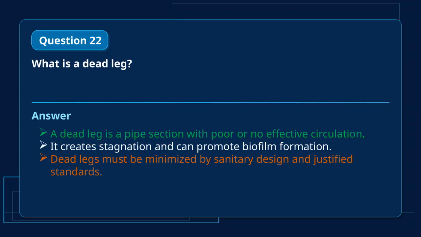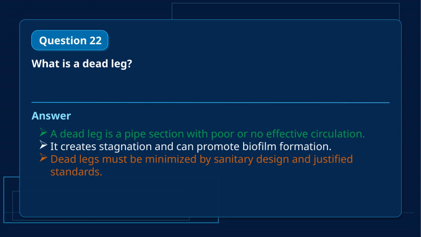So, what exactly is a dead leg? A dead leg refers to a section of piping where there is little to no effective circulation of fluid. Because the flow is stagnant or very limited in these areas, it creates conditions that allow biofilms to form more easily. This is a significant concern because biofilms can harbor bacteria and pose hygiene risks. To prevent this, dead legs should be minimized as much as possible.